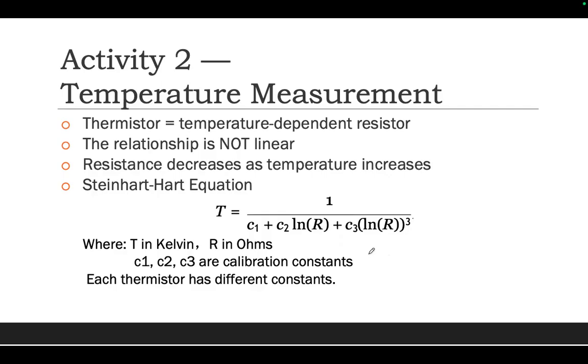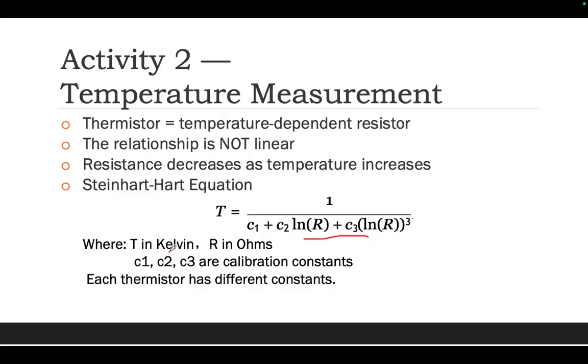Actually, I have already given you the equation, but after you draw the plot, you will find the relationship, and the resistance decreases as temperature increases. The relationship between the temperature and the resistor will be this equation. Just pay attention: here the T, the temperature, is Kelvin temperature.